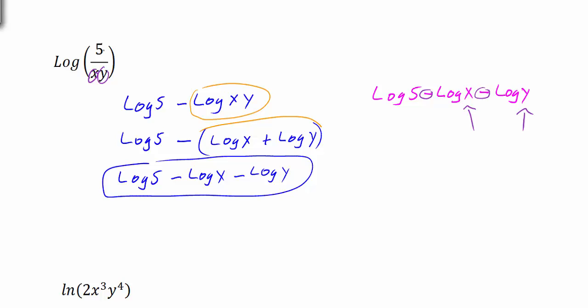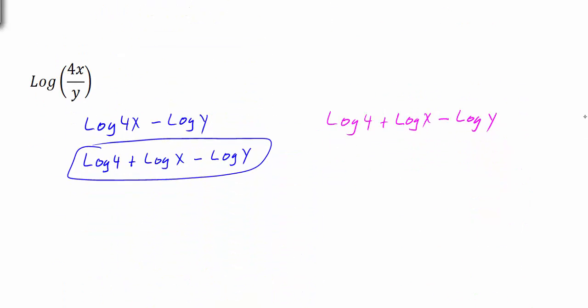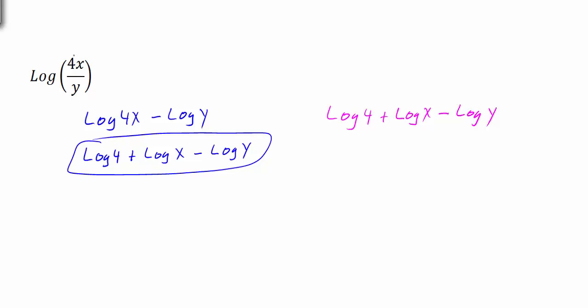Anytime you have a term in the numerator, it's going to be addition because you're multiplying. If we go up here and look, here we had 4 and x in the numerator, and that's why when we look at the answer here, it's log of 4 plus the log of x. So if it's in the numerator, you're going to be multiplying, which means you're going to be adding the logarithms together.